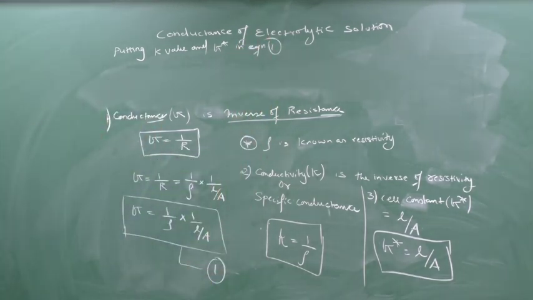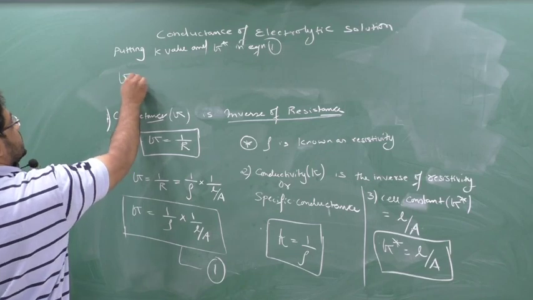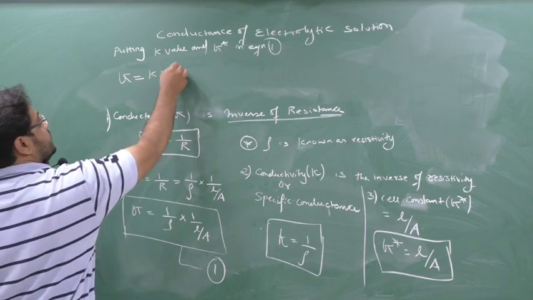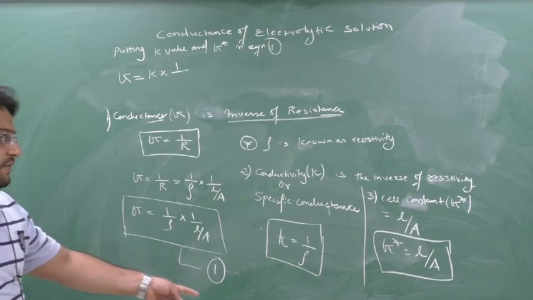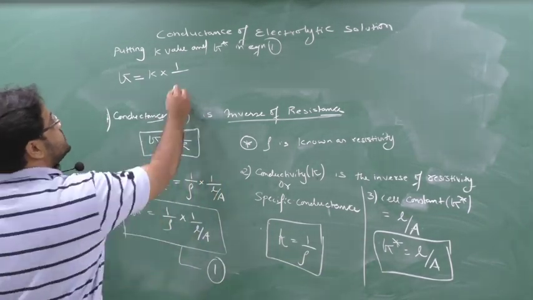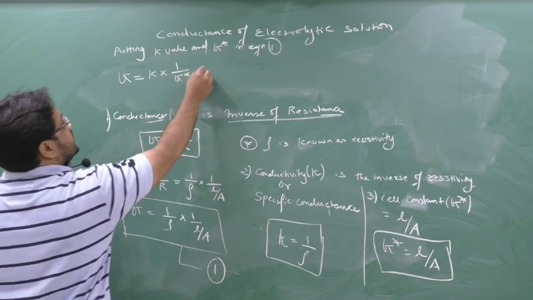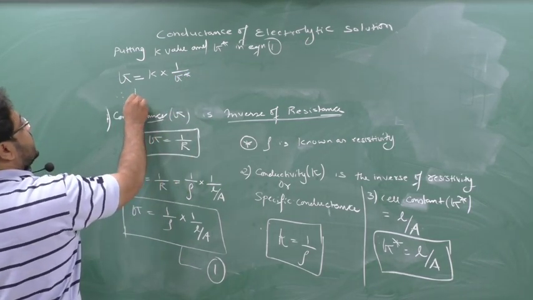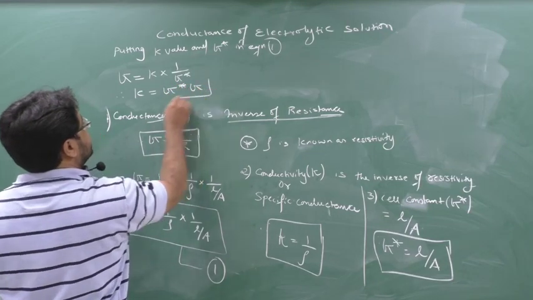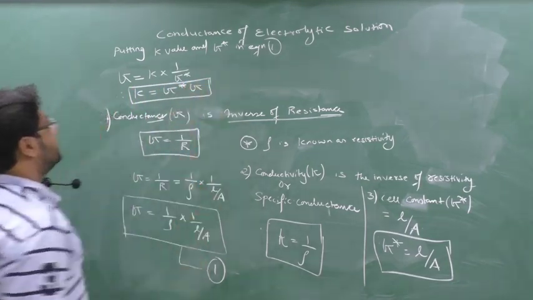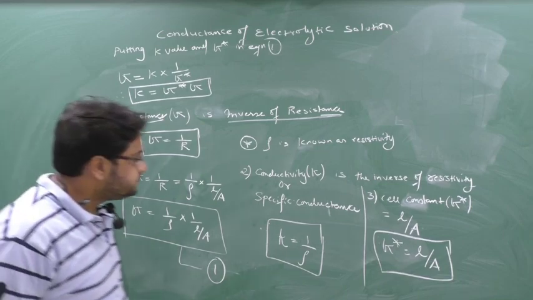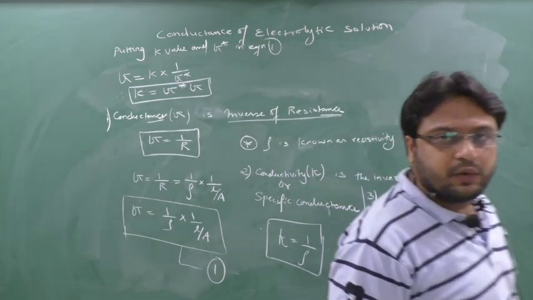So I get G equal to 1 by rho, which means K kappa, into 1 by L by A, which itself is nothing but G star. That's why I have written L by A. So this is G star. Therefore, I will get K equal to G star into G. So this is my formula for kappa, specific conductivity. Clear?